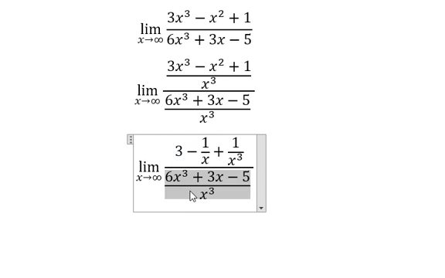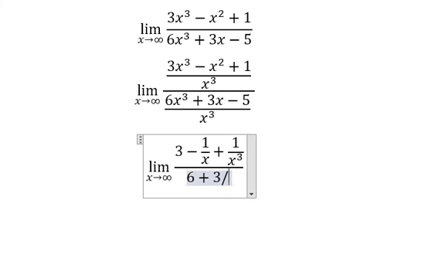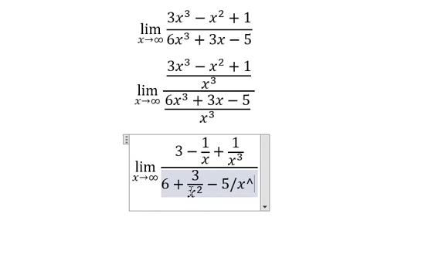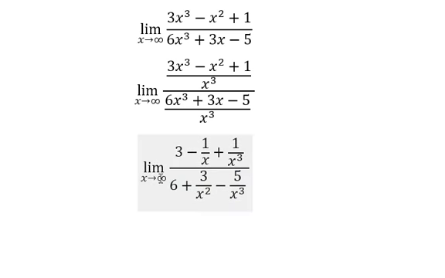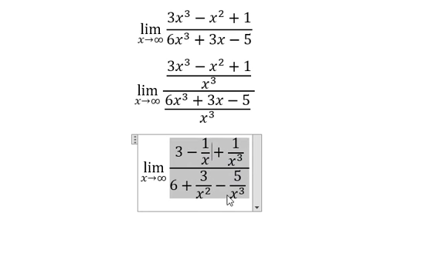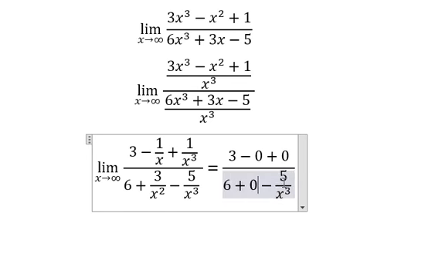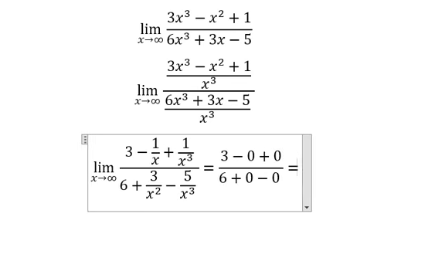This one, we have 6 plus 3 over s squared minus 5 over s to the power of 3. When s approaches positive infinity, this one divided by positive infinity, you get number 0. Similar for this one, and this one. And now we have the final answer. And we have 1 over 2.